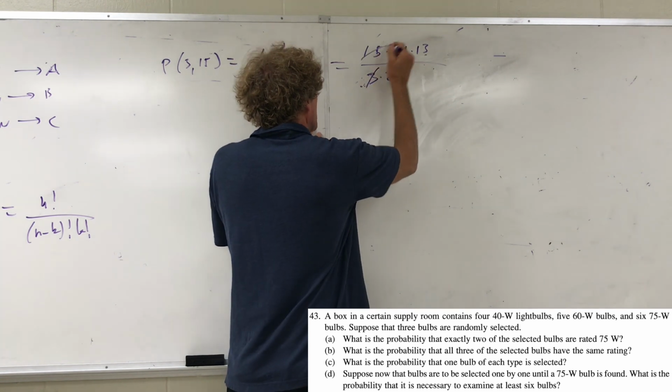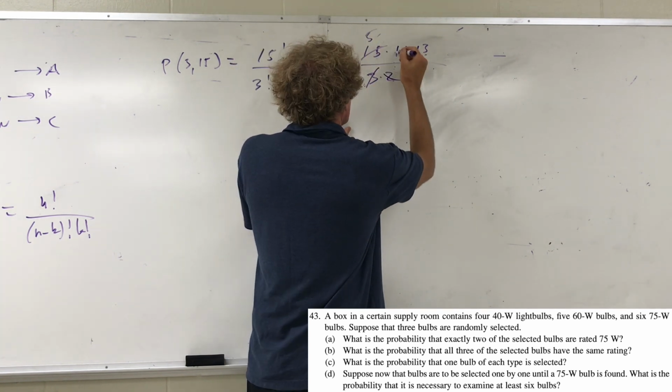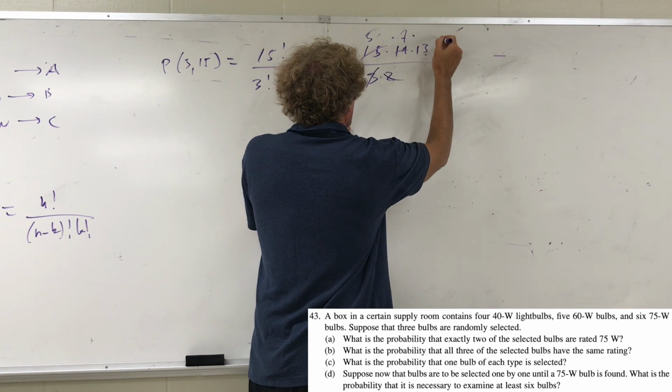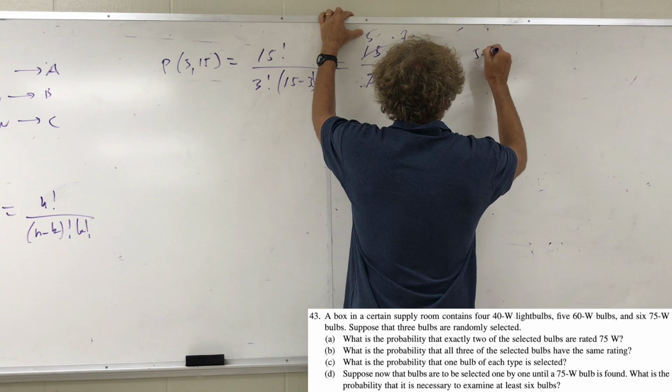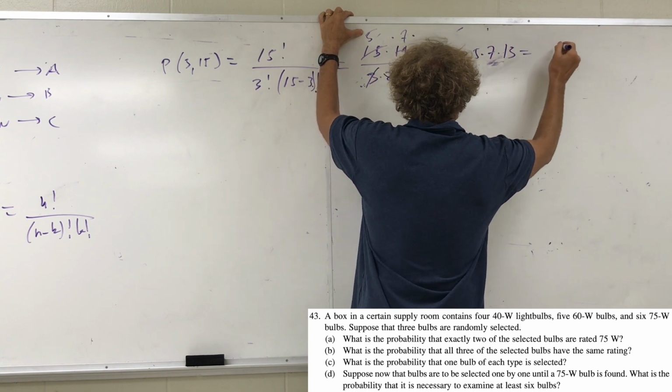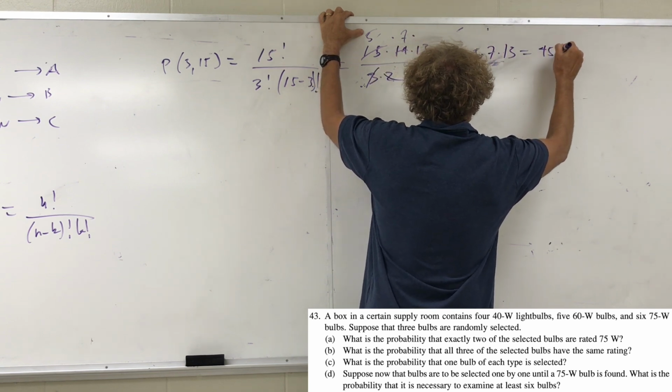15 by 3 is 5, isn't it? 2 into 14 is 7. I think you forgot the 13. I think I did. So 5 times 7 times 13. Yeah, that's 455.